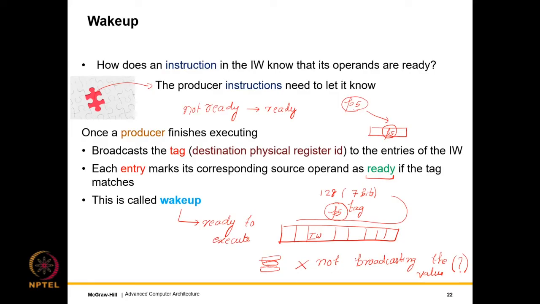So not broadcasting the value is something we are doing right now. We're just broadcasting a tag, which is 7 bits. 7 bits is not much. A value can be a fat 64-bit value, so that's not being broadcasted. And broadcasting 7 bits is fast and quick, and this can be done.